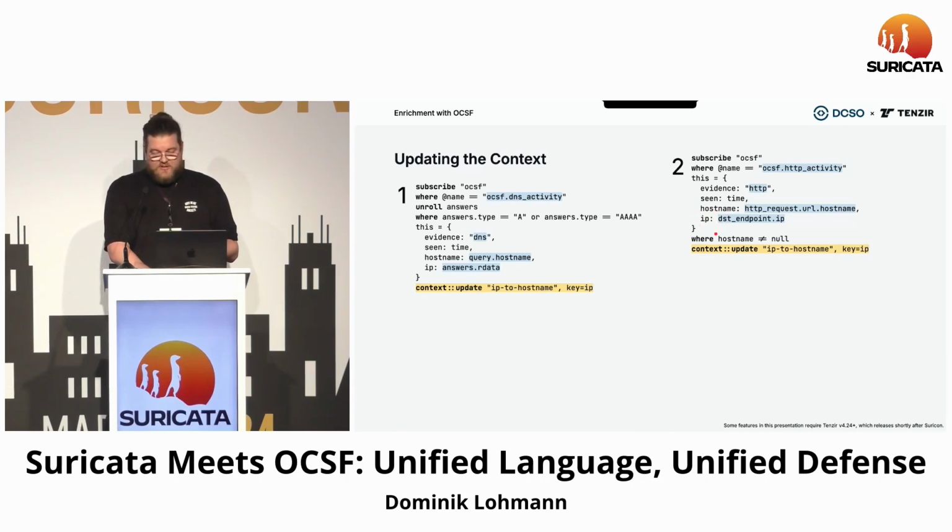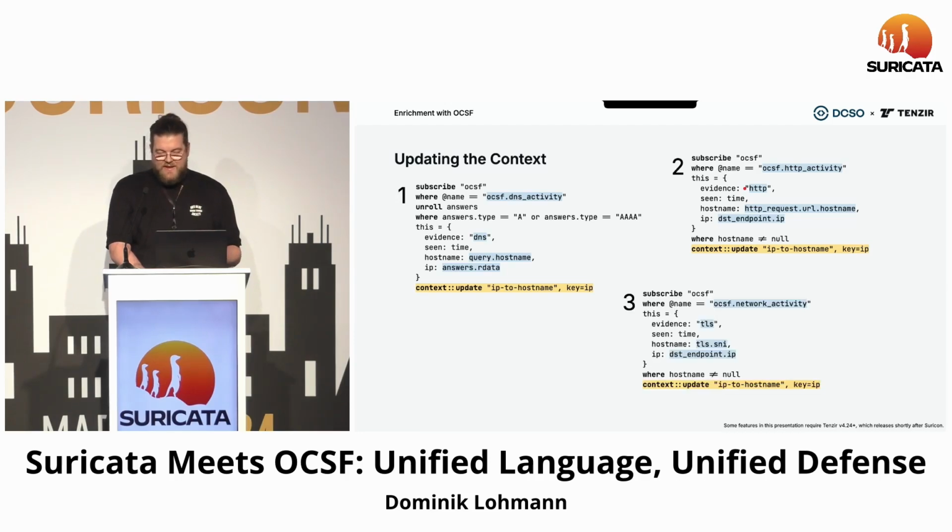And for the IP address, we're taking here the IP value and the destination endpoint object. We're similarly labeling the evidence as HTTP. So same thing again, and we can do this again and again and again for all pieces of data.